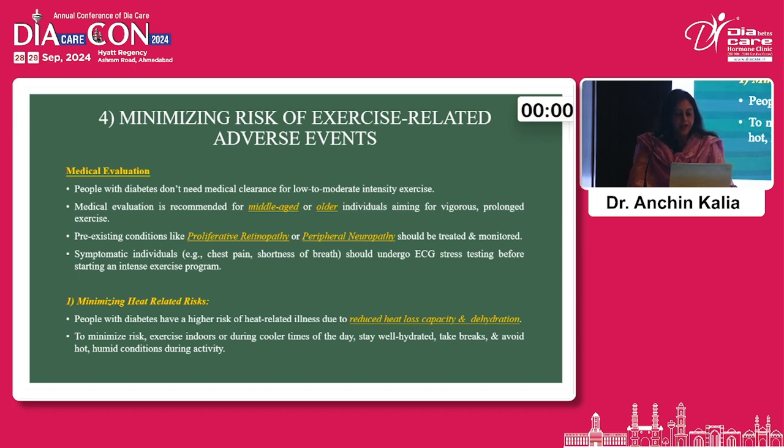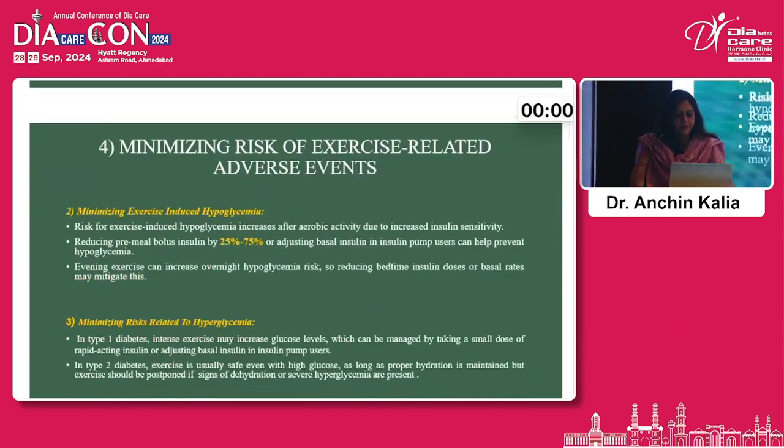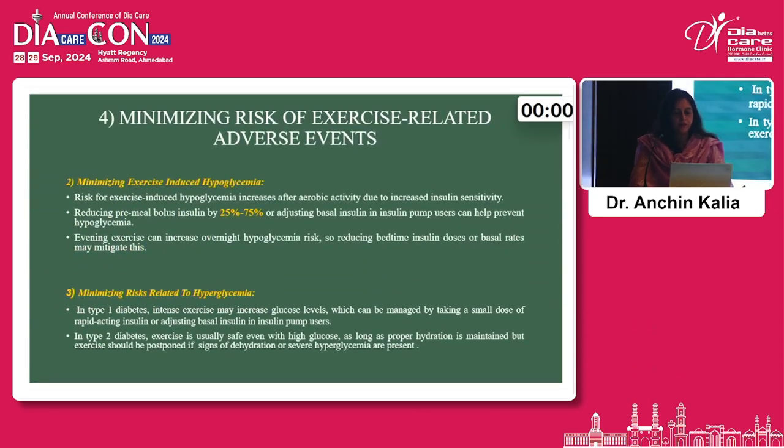Then, ideally, because diabetic patients have higher heat-related issues, that is, they have a reduced capacity to dissipate heat and they go easily into dehydration, the ideal condition should be a gym or a room with air conditioning, and they should be well hydrated with good breaks. Then you have minimizing exercise-induced hypoglycemia, especially in patients who are using insulin. You should decrease the insulin pre-meal bolus by around 25 to 75%, depending on the kind of exercise that the patient is doing.